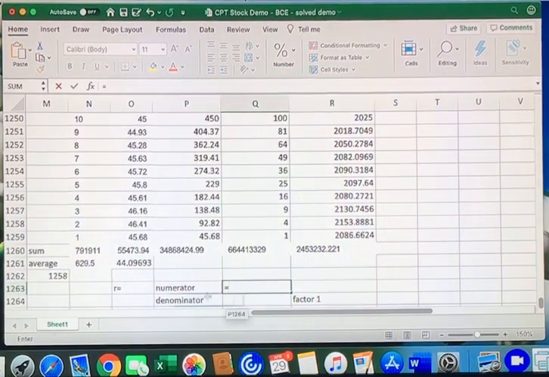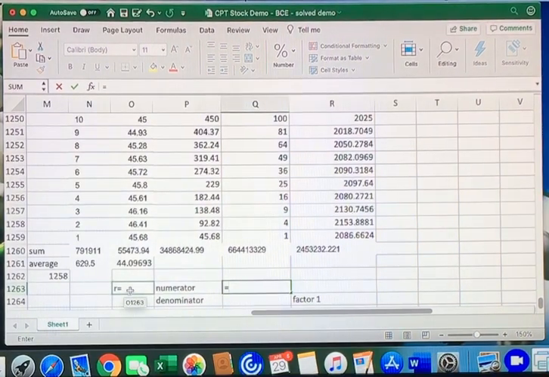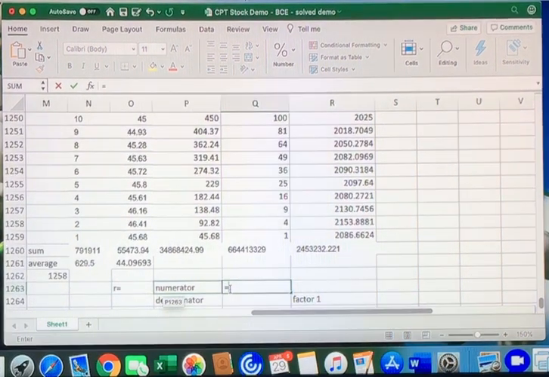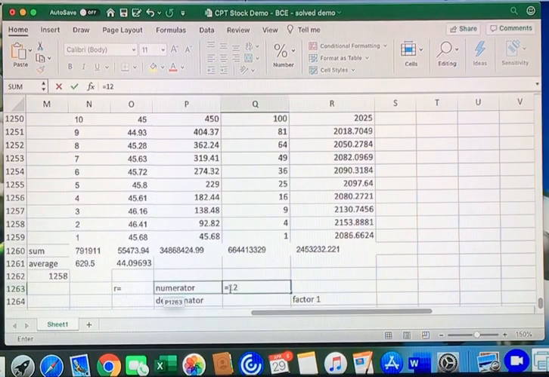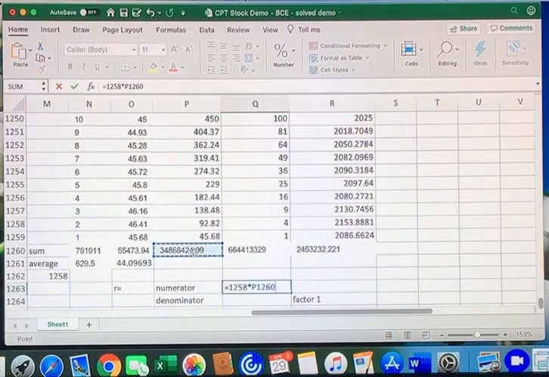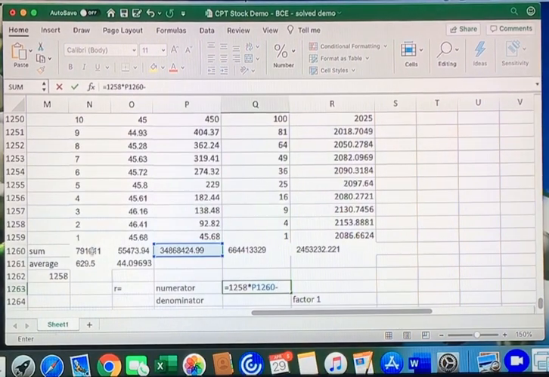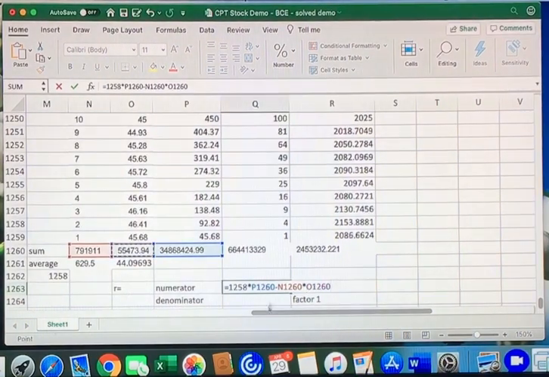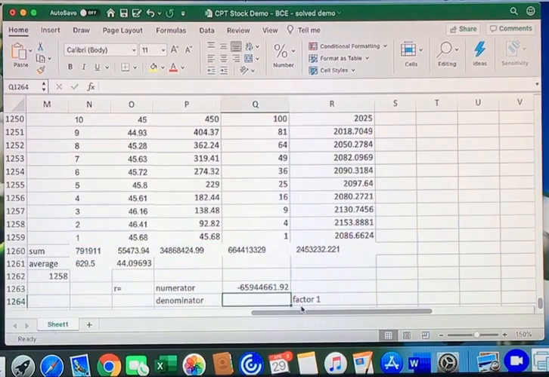If you remember, the numerator for your R value is n times the summation of xy, minus the summation of x times the summation of y. So I'm going to go ahead and do this. I'm going to go n. I'm just going to put in the number 1258, and then star for multiplied by. And I want the summation of xy. This one is the summation of xy, and that's going to be that first part. Then I'm going to subtract my summation of x times my summation of y. Now it's going to follow the order of operations. So it's going to multiply these two together and then multiply these two together and then subtract them later on. So that's what the numerator of my R value is going to be.